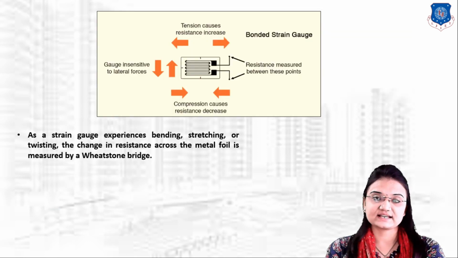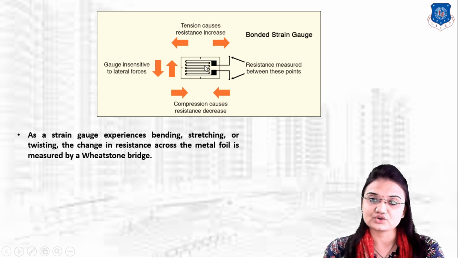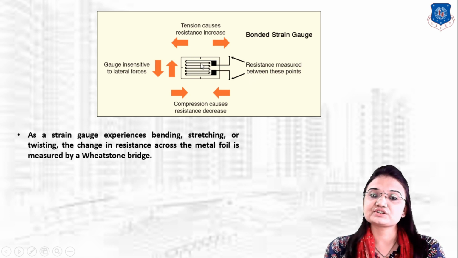Okay, so we can say that when a strain gauge experiences bending, stretching, twisting or any deformation, the change in resistance across the metal foil, this is the metal foil, is measured with the help of a Wheatstone bridge. Here two wires are connected to the Wheatstone bridge circuit. So with the help of the bridge circuit, we can easily measure the change in resistance.